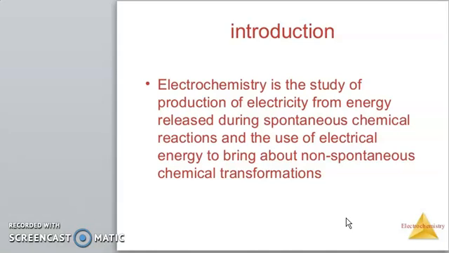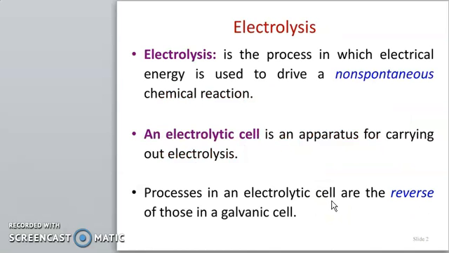And during this process the released electrical energy is used for the non-spontaneous chemical transformations. So this process takes place in a few steps. Firstly, step 1 is the electrolysis. Electrolysis is the process in which electrical energy is used to drive a non-spontaneous chemical reaction. Okay, this is the process electrolysis.